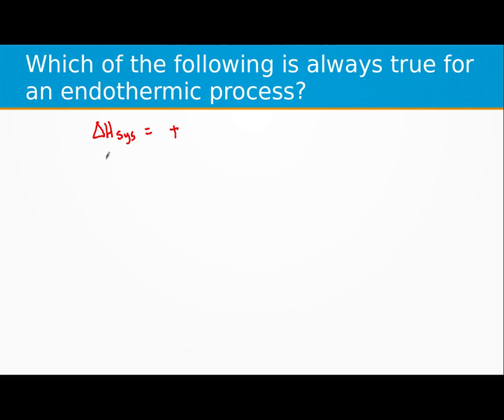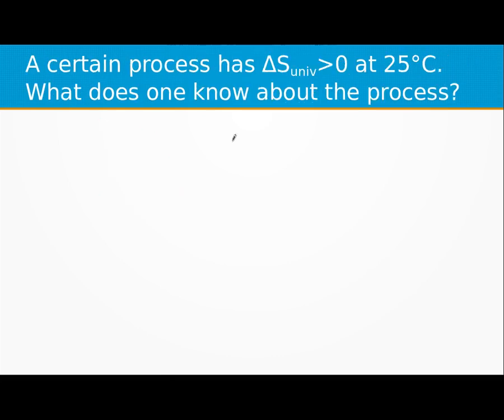That also means that the Q of the system is also positive, because those must be doing the exact same thing, because delta H is essentially the heat. Now I also know that the delta S of the universe in this case must be positive, because it's told that it's a spontaneous process. Or it's implied it is, because why else would it be considered an endothermic reaction?